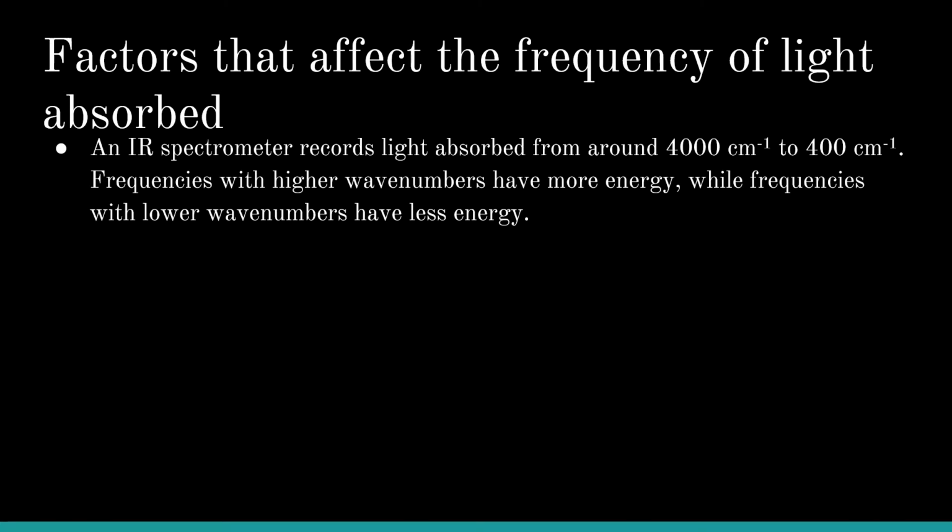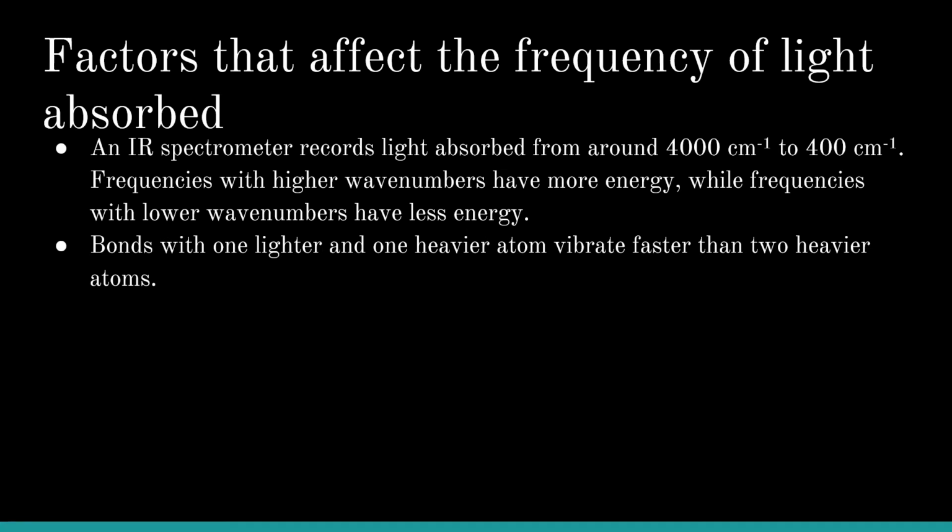Frequencies with higher wave numbers have more energy, while frequencies with lower wave numbers have less energy. There are several factors that affect the frequency of the light absorbed. First is molecules with bonds which have one lighter and one heavier atom, such as CH bonds. Comparing the CH bond and the single carbon-carbon bond, we can see that the vibration speed of the CC bond is 2.5 times slower than the CH bond.